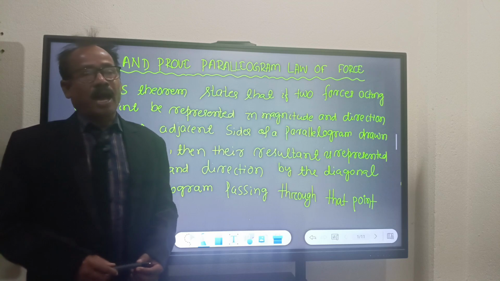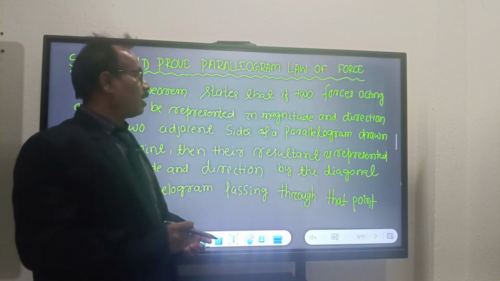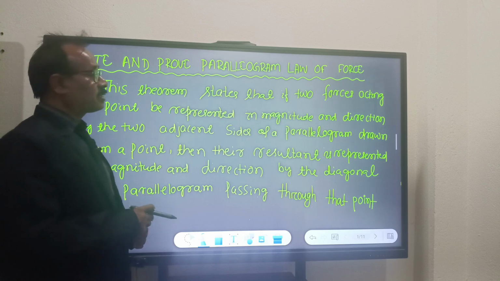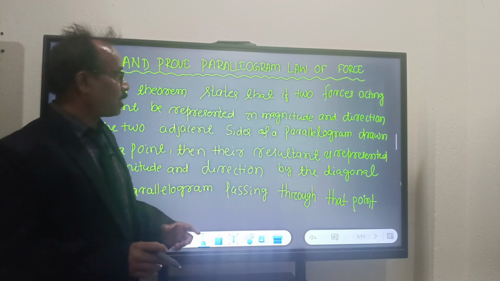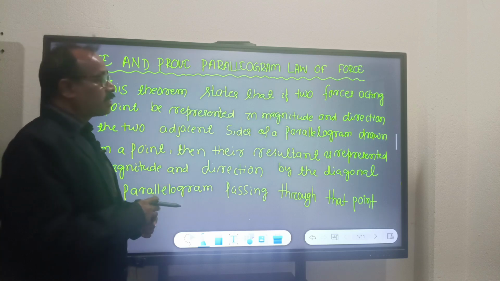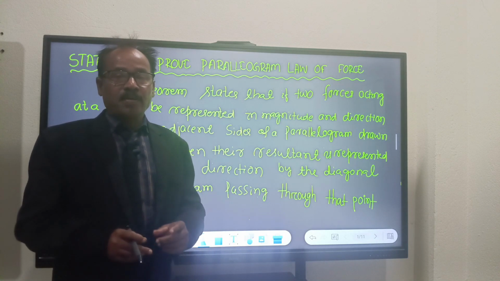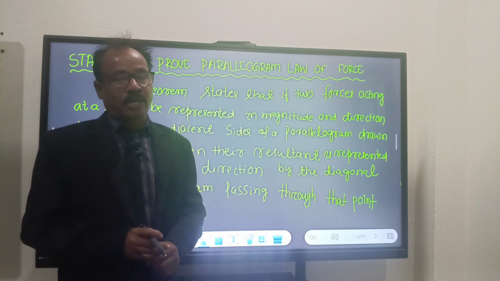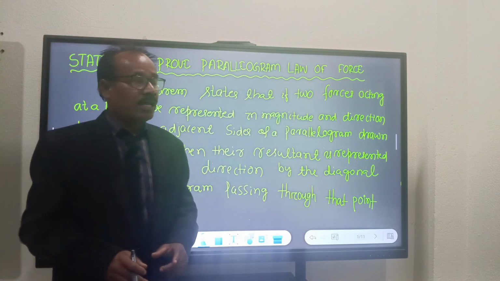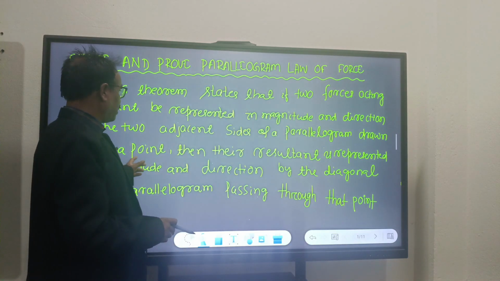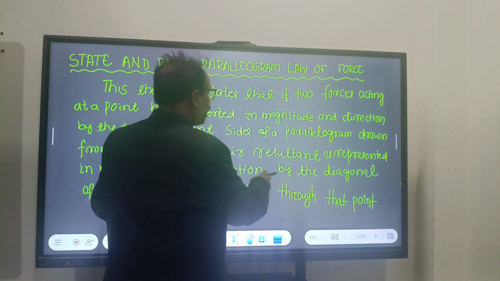First of all, today I will discuss the topic engineering mechanics. First of all, I will discuss the statement and proof of the parallelogram law of force. This theorem states that if two forces acting at a point are represented in magnitude and direction by the two adjacent sides of a parallelogram taken in order, then their resultant is represented in magnitude and direction by the diagonal passing through that point.